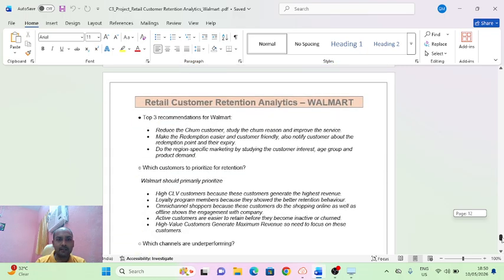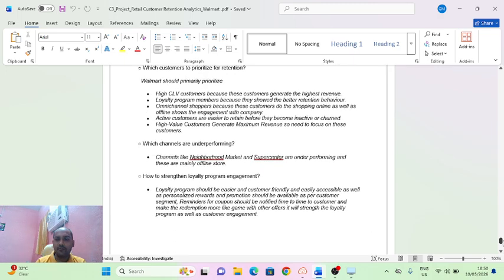Finally, we found that the loyalty program should be easier, customer friendly and easily accessible as well. Also, reminders for the coupons should be notified from time to time to the customers, and make the redemptions more like a game with other offers. It will strengthen the loyalty program as well as the customer engagement.